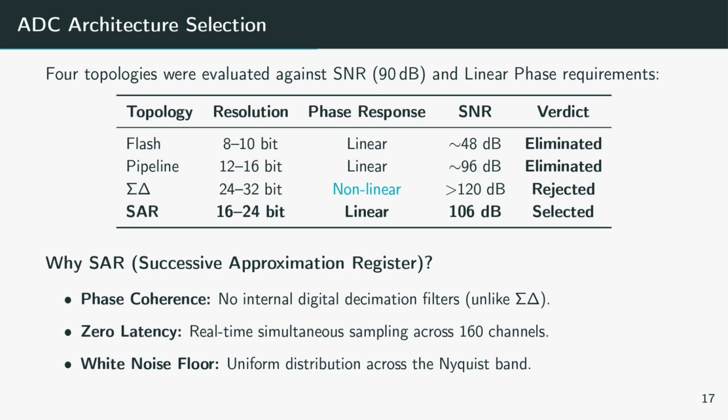Regarding the ADC selection, we chose SAR technology over the more common sigma delta. Why? Because sigma delta converters use internal filters that create group delays, which could ruin our phase consistency. The SAR architecture provides a perfectly linear response and zero latency. It's the only choice that ensures the precise timing we need for high quality results.